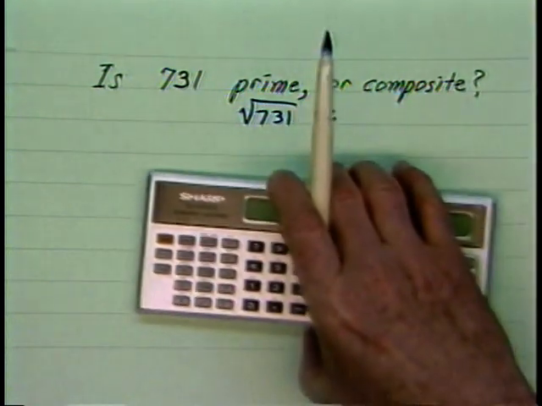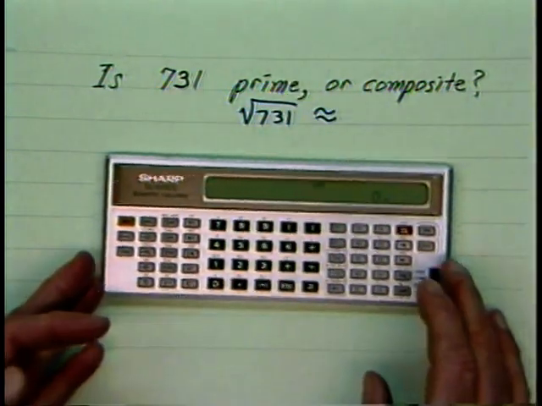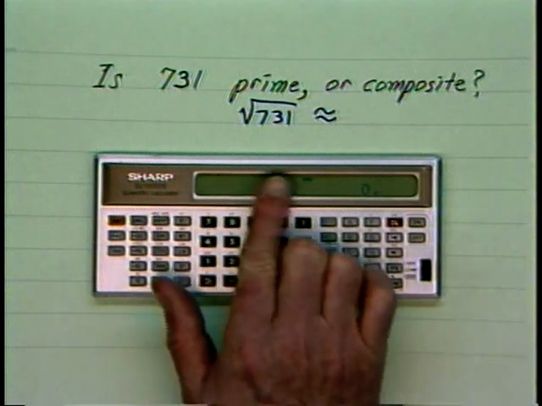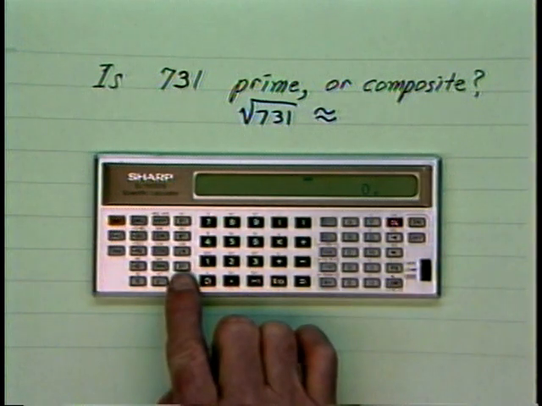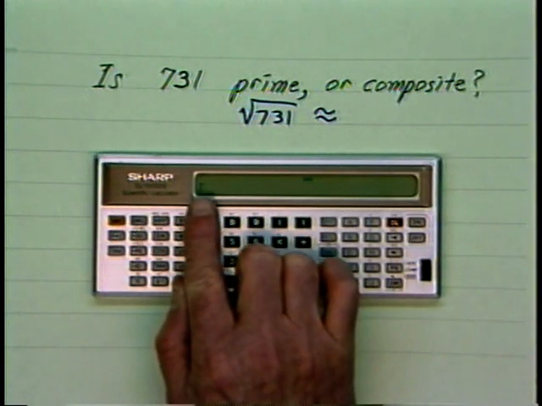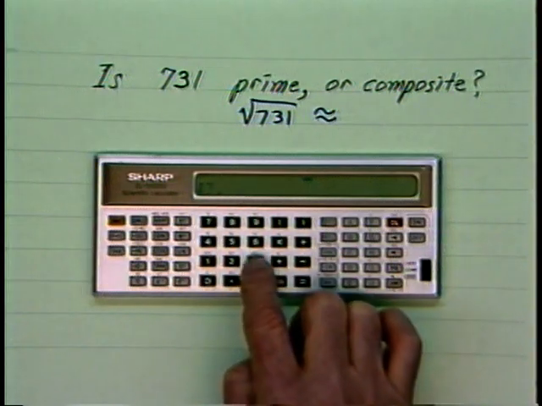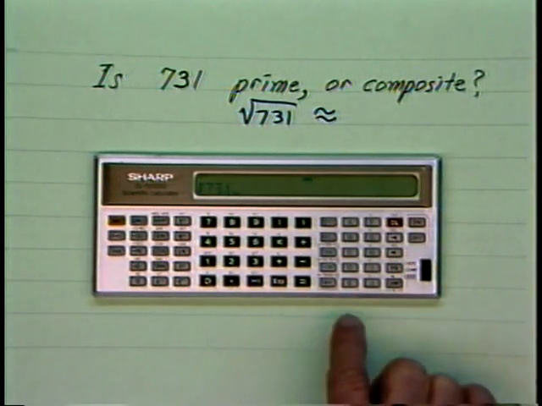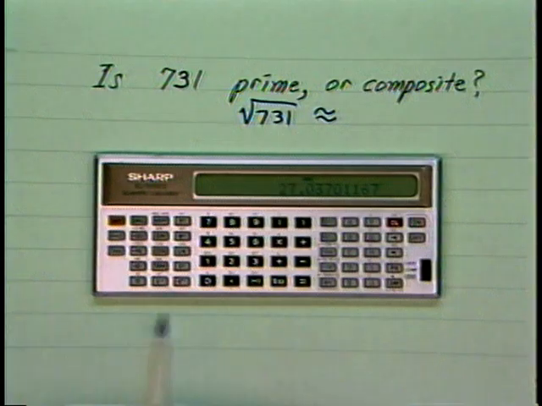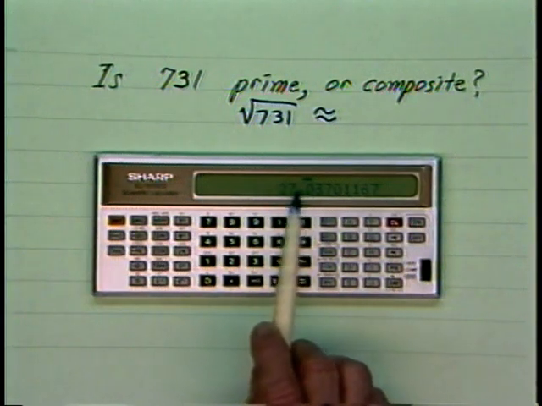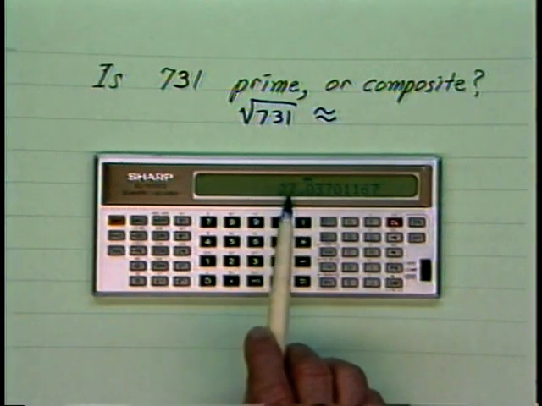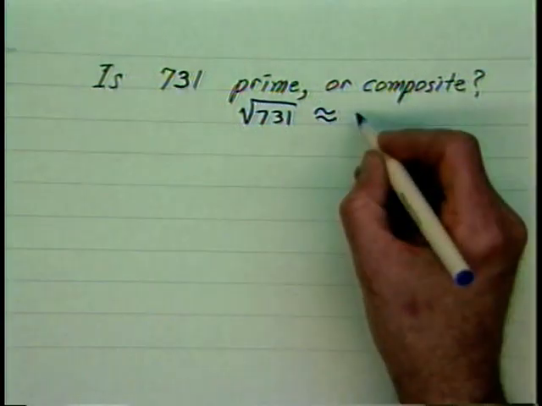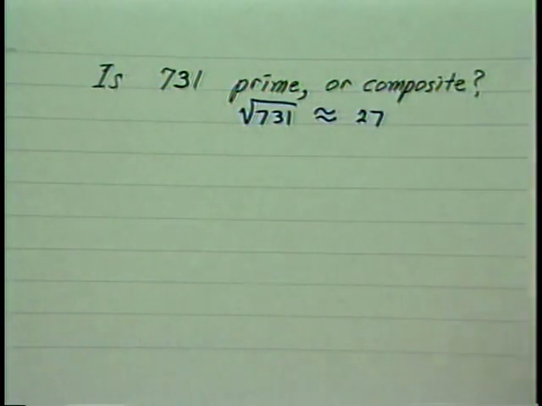Let's use the calculator. Here I'll use a slightly different calculator where we can see things a little bit easier. I want the square root, here's a square root sign, of 731, push the equal, and I want the approximate one, so I'll just take the whole number portion, which is 27.